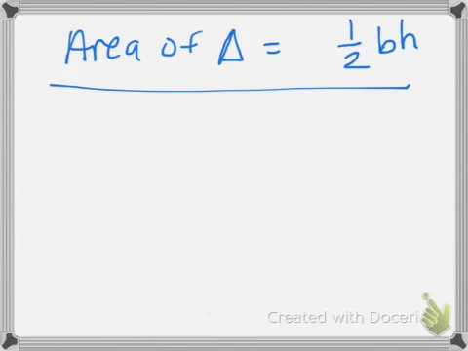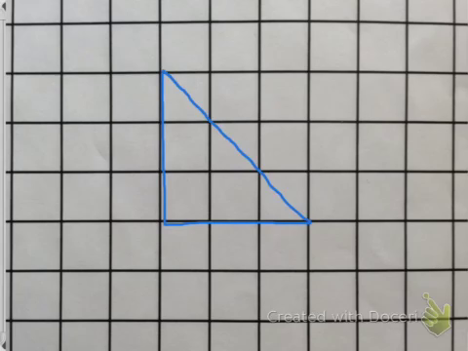Okay, we are going to work now with some examples of calculating the area of triangles. So we start here with our formula, knowing that the area is going to be 1/2 base times height. Okay, so let's keep that in mind. 1/2 base times height. Here's our first example.